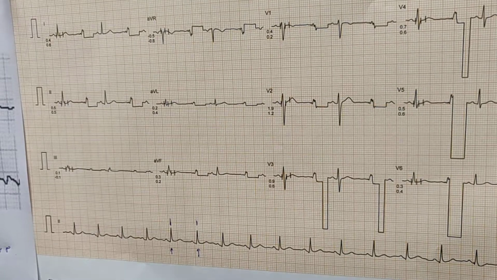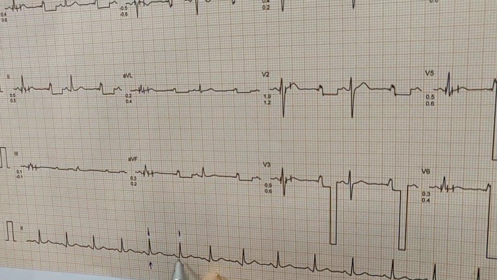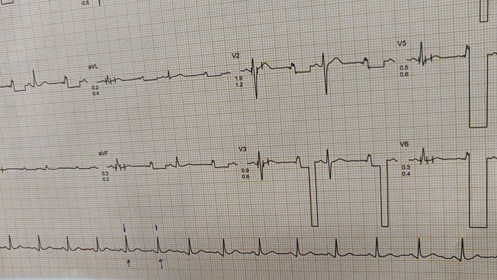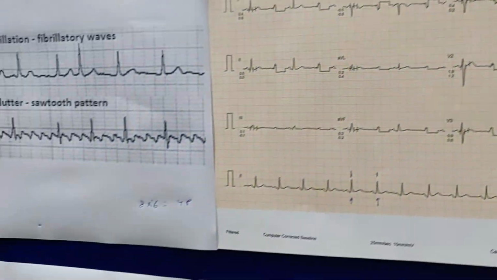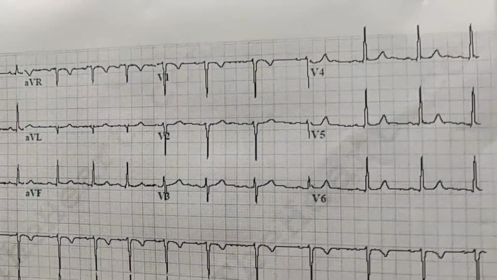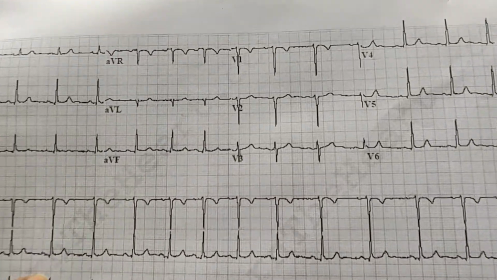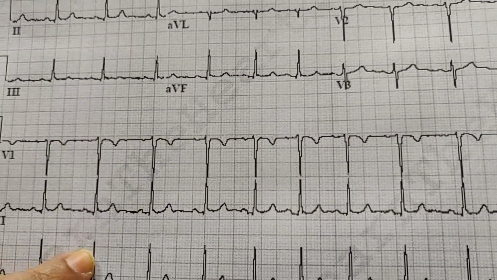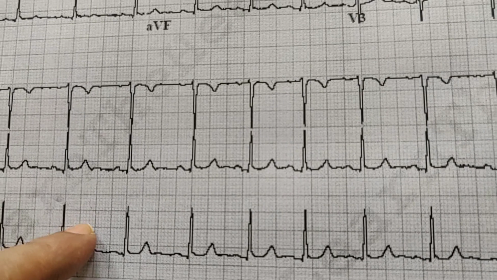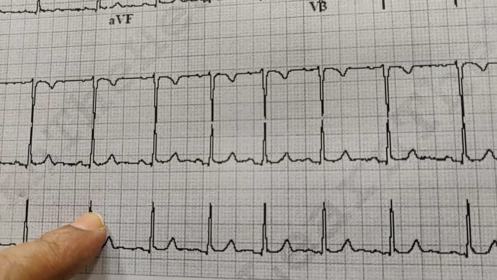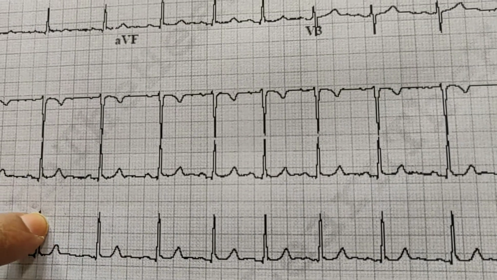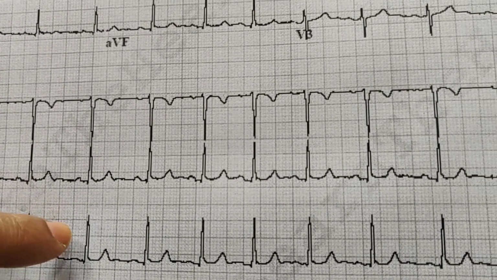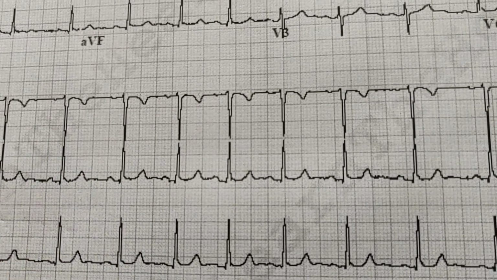Or you can go by large box also, small box also. But I think this is the best way. And the same applies here also. So now this is a very clear cut large box. You can see from here, it is right on the top of this line. So this is one large box, second large box, third large box, fourth large box. So 300 divided by 4, or as I said, 300, 150, 100, 75. 75 is the heart rate.